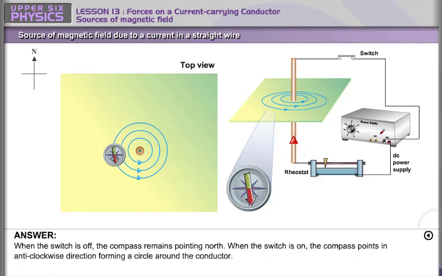Answer. When the switch is off, the compass remains pointing north. When the switch is on, the compass points in anti-clockwise direction, forming a circle around the conductor.